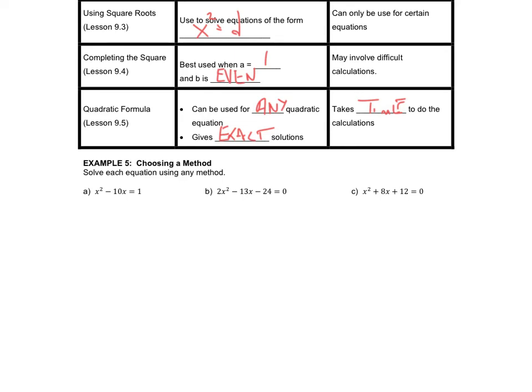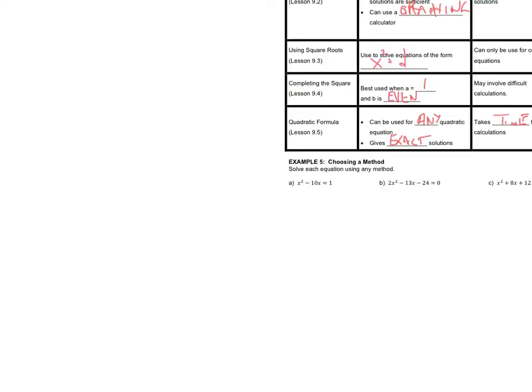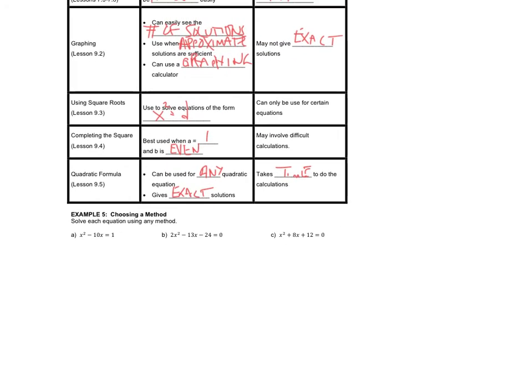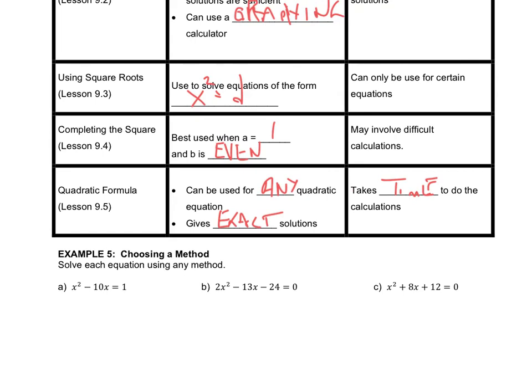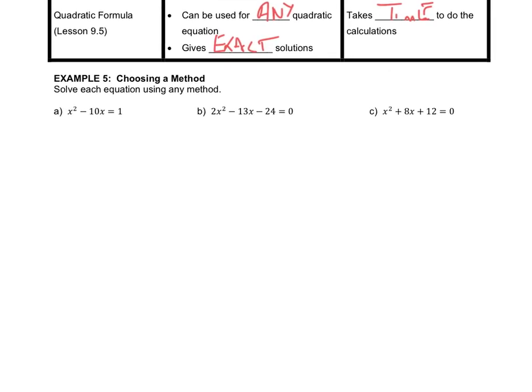So I would choose completing the square. So remember completing the square, I would keep, let's get back to that. Hit the wrong thing. I need my stylus. So x squared minus 10x equals 1.